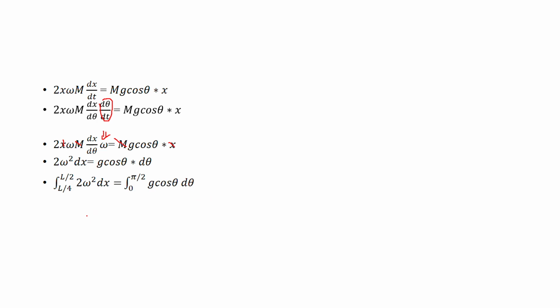When the insect crawls from the distance L by 4 to L by 2, the angle turned by the rod is pi by 2. It is given in the question. So these are the limits that we have used here: the distance moved by the insect, from L by 4 to L by 2, and the angle rotated by the rod, 0 to pi by 2. After integration we obtain 2 omega square L by 4 equals g. So finally we have omega square equals 2g by L.